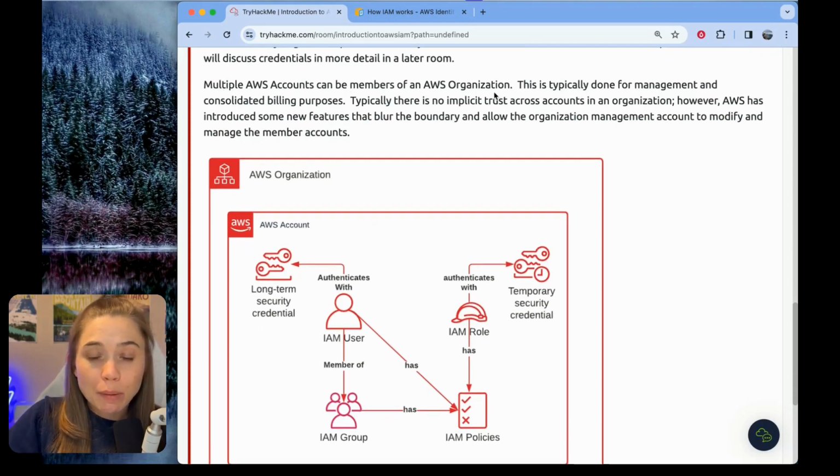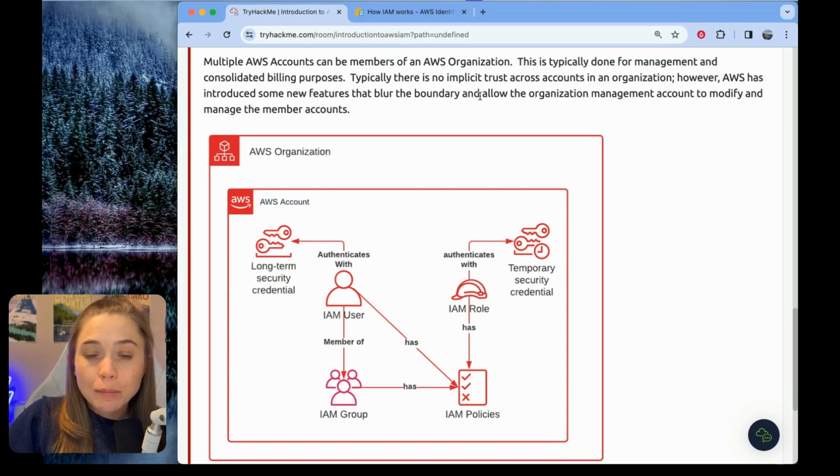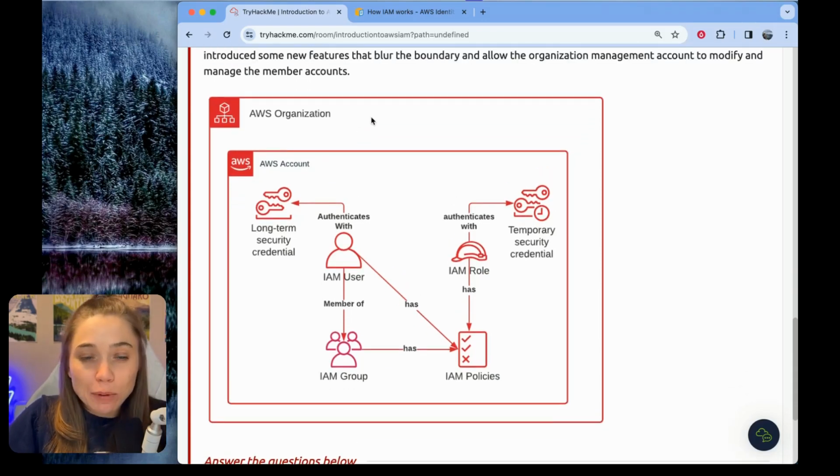Multiple AWS accounts can be members of an organization. We learned about that earlier as well. This is typically done for management and consolidated billing purposes. Typically, there is no implicit trust across accounts in an organization. However, AWS has introduced some new features that blur the boundary and allow the organization management account to modify and manage the member accounts. Oh, I love AWS architecture diagrams.